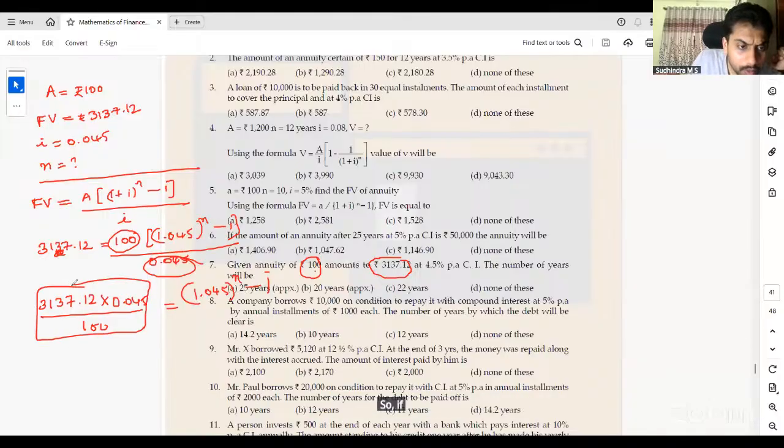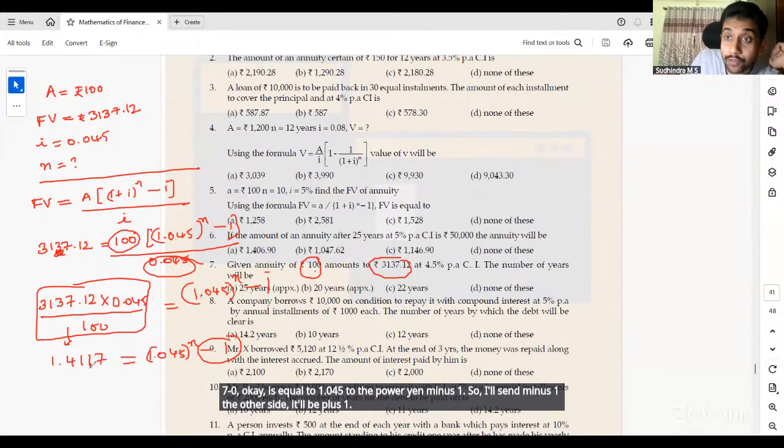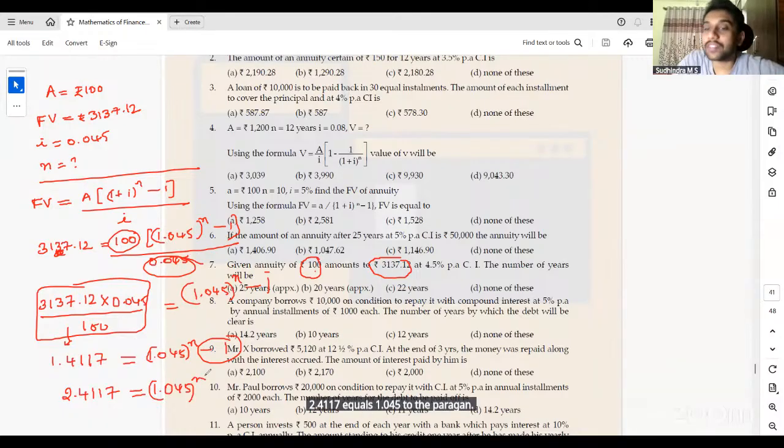So if I simplify this, how much do I get? 1.411. Very good. 1.4117 is equal to 1.045 to the power n minus 1. So I'll send minus 1 the other side. It will be plus 1. So 1.4117 plus 1 will be 2.4117 equals 1.045 to the power n. Now what am I supposed to do? Equate the bases. Very good, Ganavi.